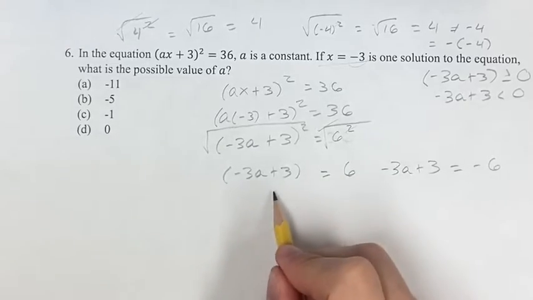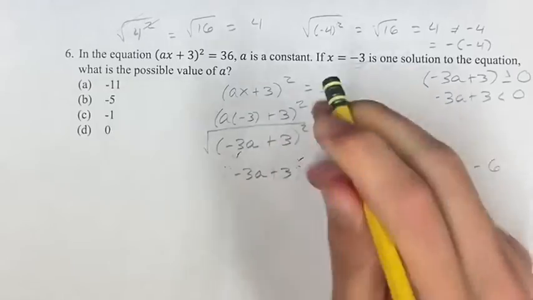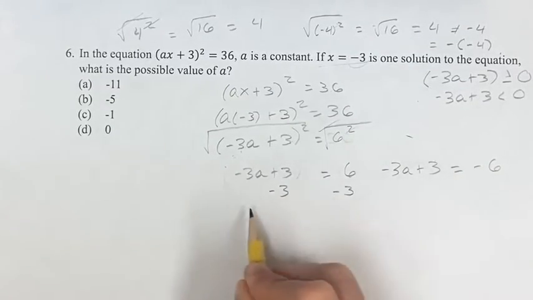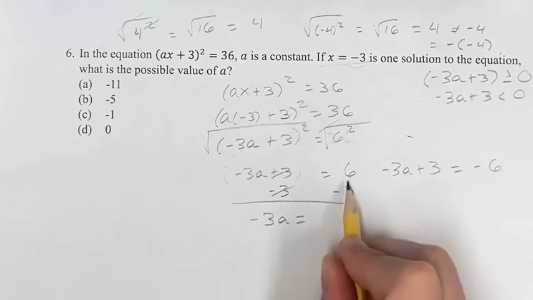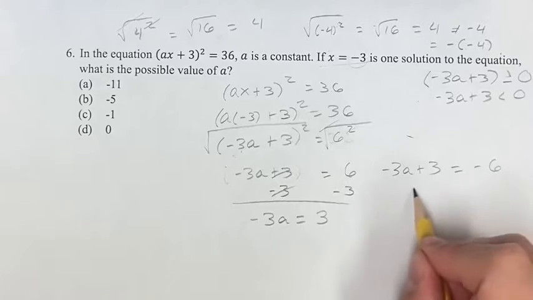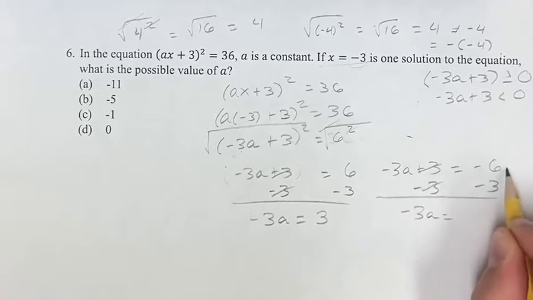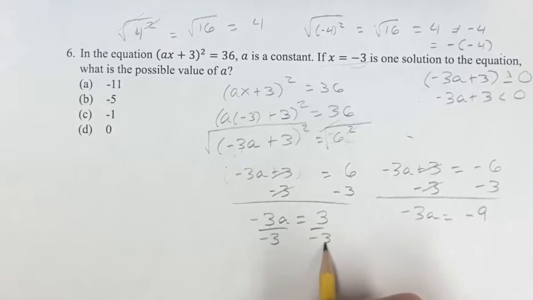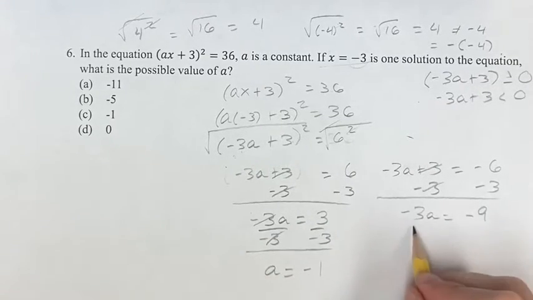We can get rid of these parentheses, they're not really doing anything. We have -3a + 3 = 6. If we subtract 3 from both sides, these cancel and we get -3a = 6 - 3, which is 3. Similar thing here: -3a = -6 - 3, which is -9. Now we can divide both sides by -3 to get a on its own. We get a = 3 divided by -3, which is -1.